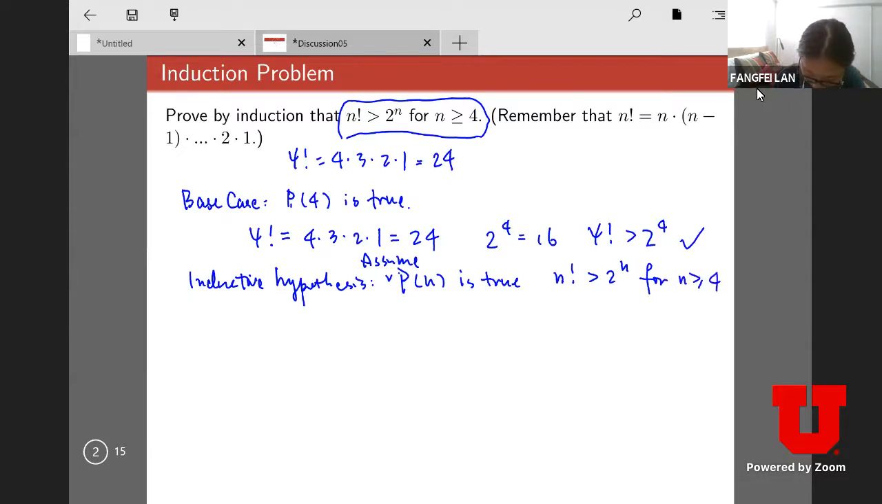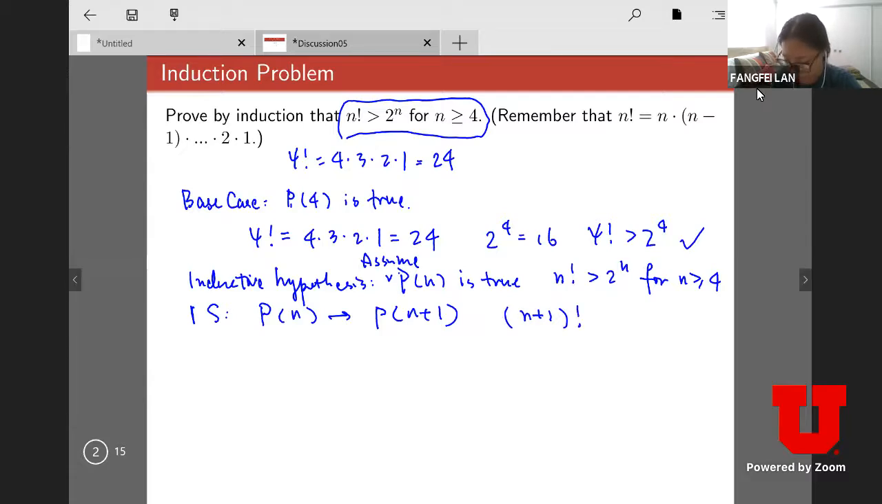So now the inductive step, we want to prove P of n plus 1 is true. So we want to use P of n to prove P of n plus 1 is true. So let's write out what P of n plus 1 is. That shouldn't be too hard. We plug in n plus 1 into the original problem statement. We get n plus 1 factorial is greater than 2 to the n plus 1. So this is what we want. This right here is what we want.